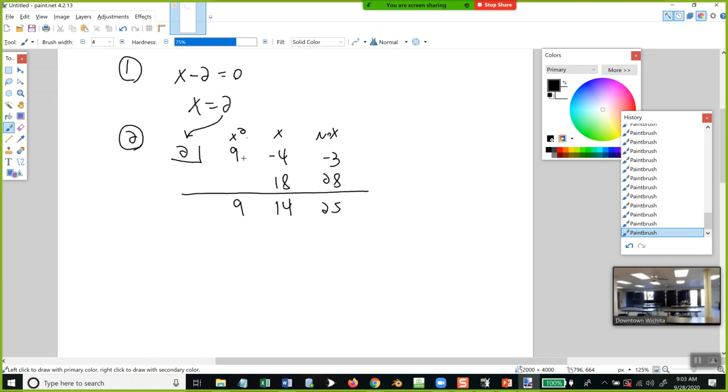Now this was x squared, so straight down below it will be 1 degree lower, that's x. And after you have your first one, you're going to have 1 for each power going down. So x, no x, and our remainder. So our answer is 9x plus 14 plus 25 over what we're dividing by, which is x minus 2.